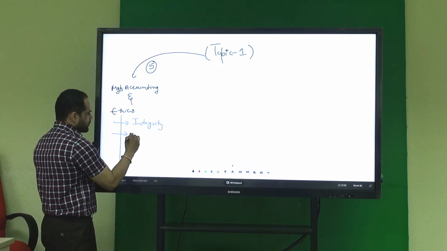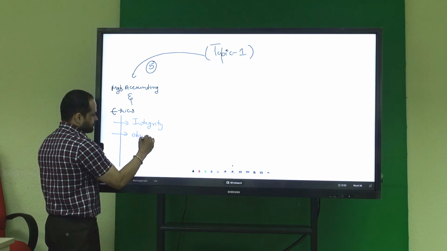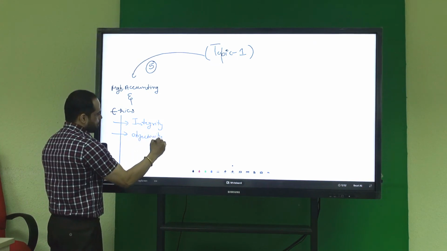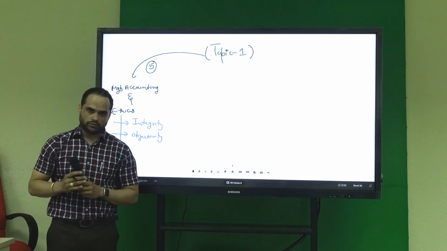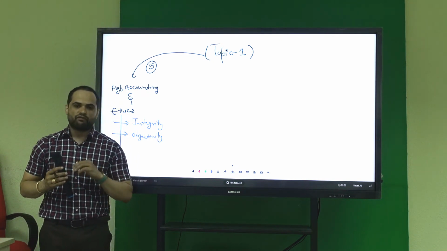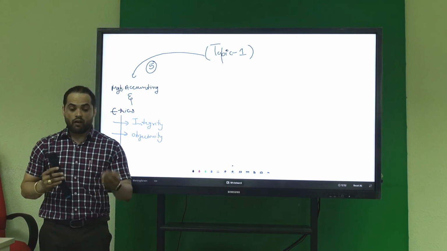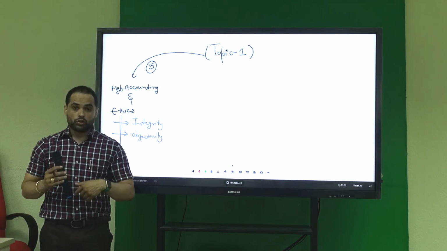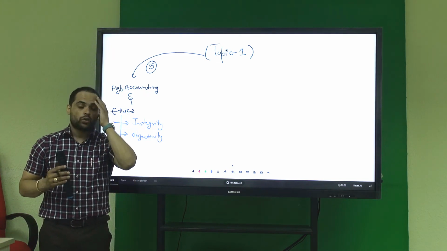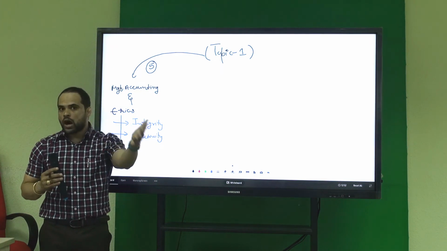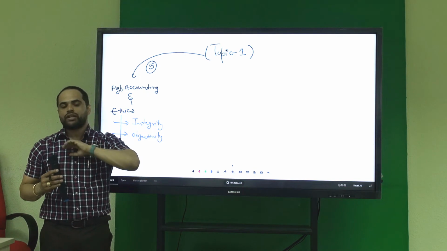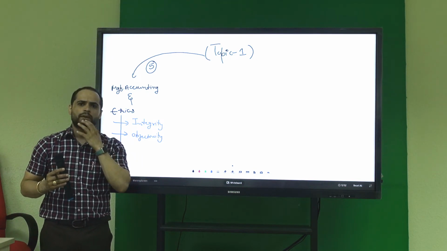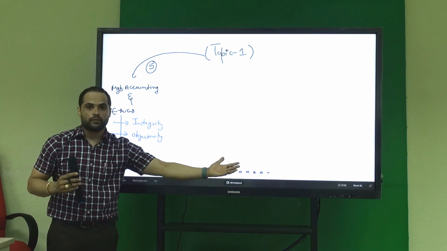Second one is objectivity. Objectivity means don't be biased, alright? Treat people fairly, equally. Of course, in your work, do not try to be personalized with the customers, with the outsiders, alright? So treat everybody equal. Do not give any kinds of personal favor to someone, alright?